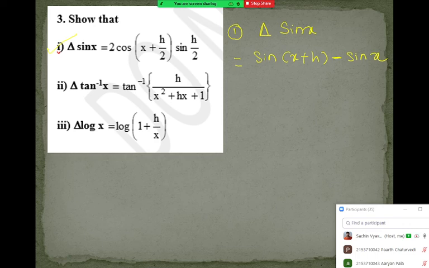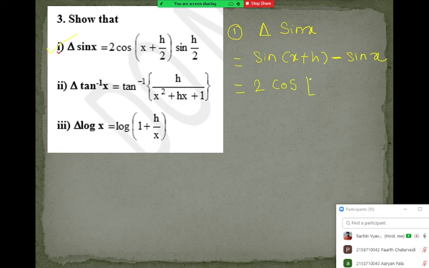Is it cos of (a plus b) upon 2 into sin of (a minus b) upon 2, something like that? Okay, check. So sin a minus sin b is 2 times cos of (a plus b) upon 2. This is a and this is b.